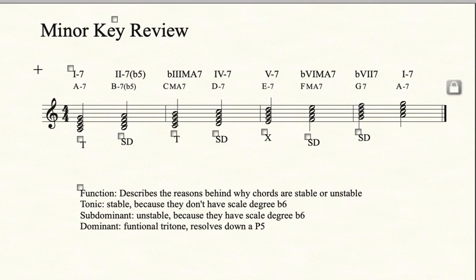So these are the diatonic seventh chords in the key of A minor. We could do this in any key, and the notes would change, but the relationships would not. In every key, 1 minor 7, 2 minor 7 flat 5, flat 3 major 7. And these are the functions of chords in a minor key.